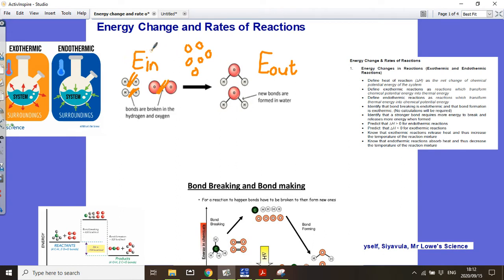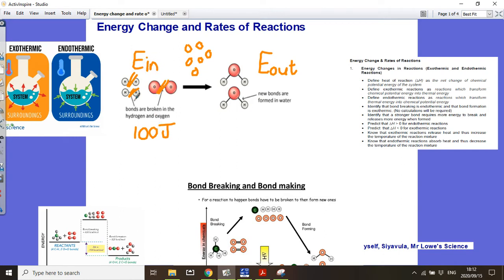Now it just depends on how much energy I put in and how much energy I get out, whether it's going to be an exothermic or an endothermic reaction. So let's use simple values, and these are not true values. To break these bonds, I have to put in an energy of 100 joules. You will see these are measured in joules per mole. But actual calculations for bond breaking and bond forming are not needed in your exam, but you need to know the basics of what goes on here.